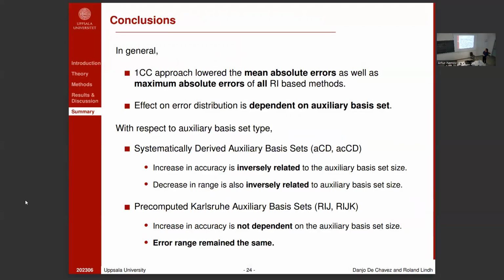So, summary: we were able to decrease mean absolute errors and maximum absolute errors. The effect of our correction is dependent on the auxiliary basis set. And then for your systematically derived basis set, the increase in accuracy is inversely related, and the decrease in range is inversely related to the auxiliary basis set. Since this is a systematically derived basis set, this is also the relationship with your valence basis set choice. For the pre-optimized sets, what I'd like to emphasize is that the error range remains the same, simply because of the way that they are derived or optimized during the design of the auxiliary basis set.